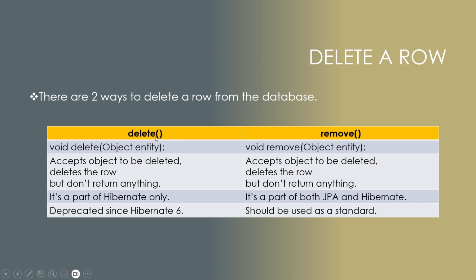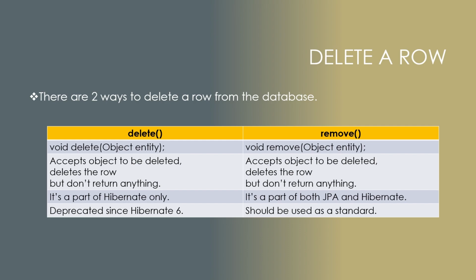Then the difference is delete is the part of Hibernate only, not JPA. Remove is a part of both JPA and Hibernate. And by this time, I hope you understand that whenever I say this line, that it's a part of Hibernate, it's a part of both JPA and Hibernate, then my next line is that this one is deprecated. Since Hibernate 6 onwards, this has been deprecated, and the standard is that we should make usage of remove only. Again, it's going to be a good interview question, so you should be able to answer this.